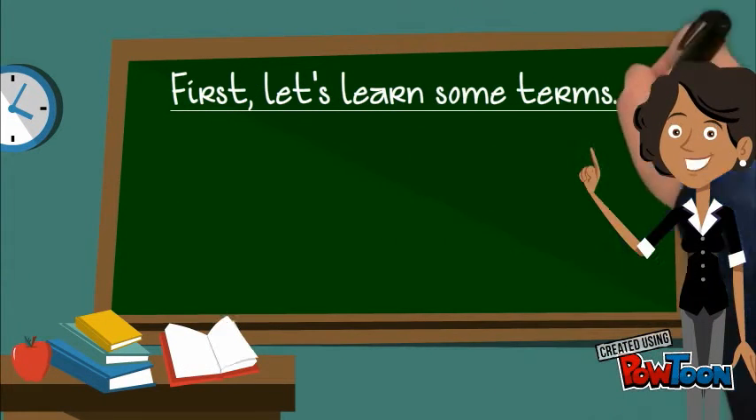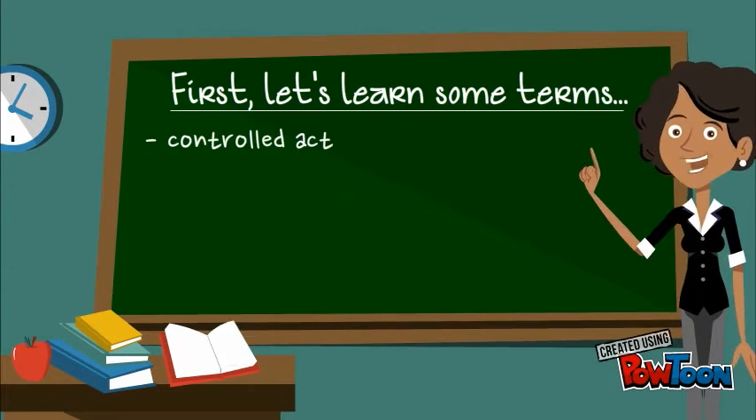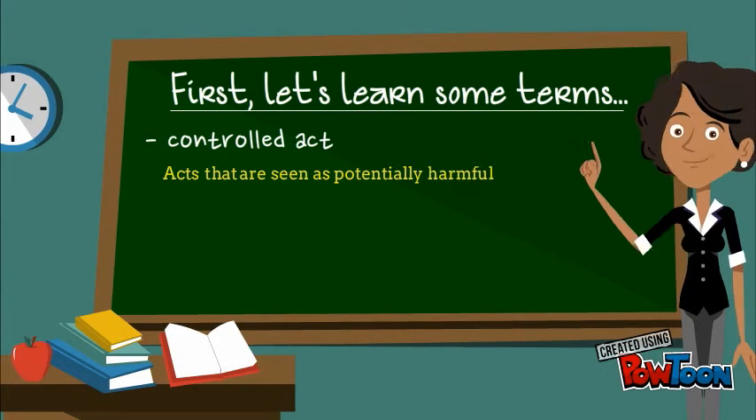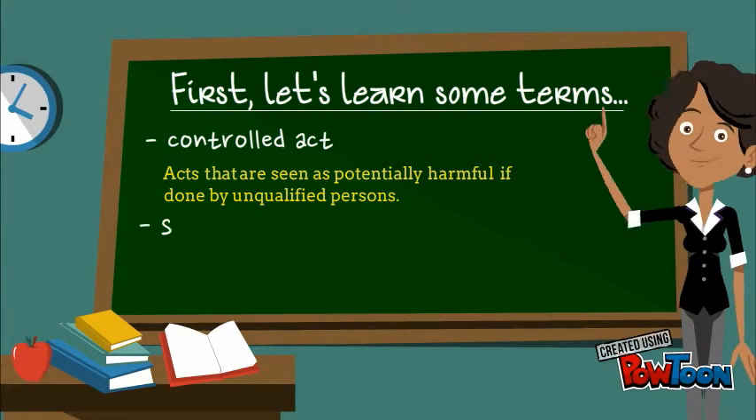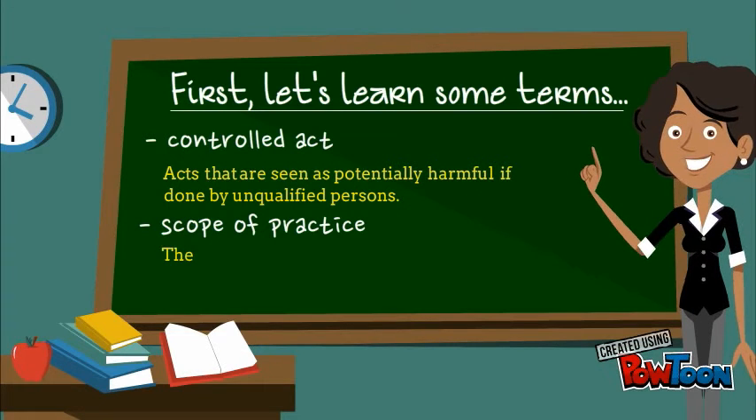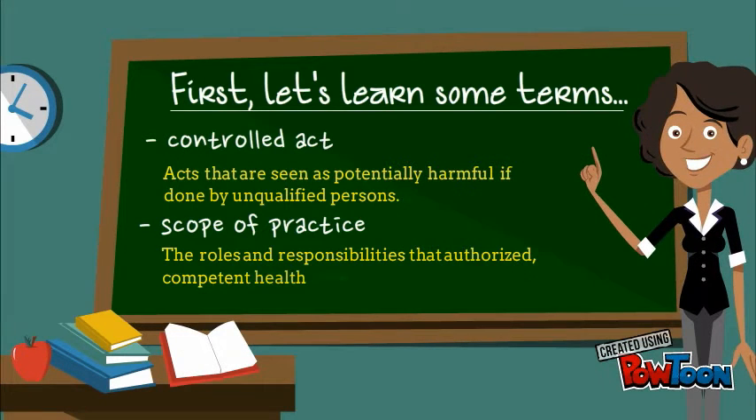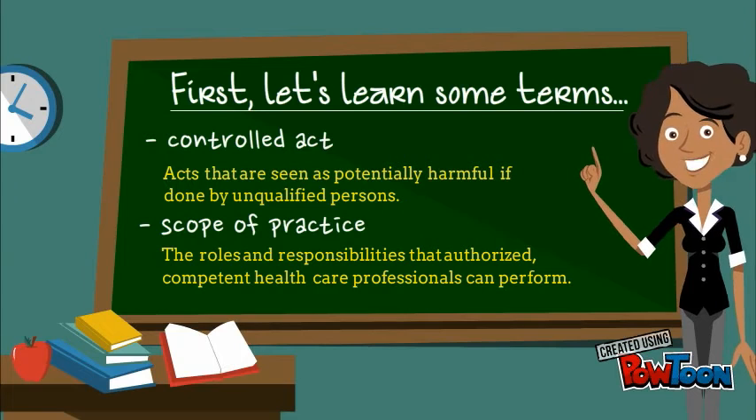First, let's learn some terms. Controlled act: acts that are seen as potentially harmful if done by an unqualified person. Scope of practice: the roles and responsibilities that an authorized, competent healthcare professional can perform.